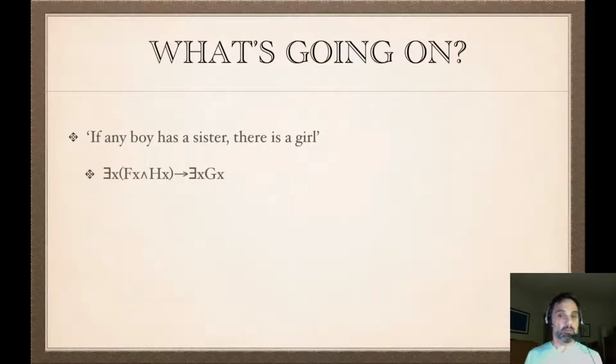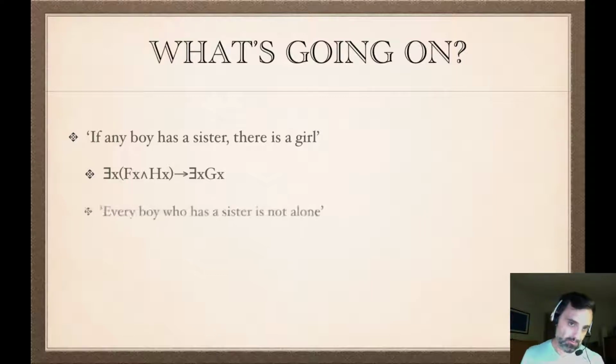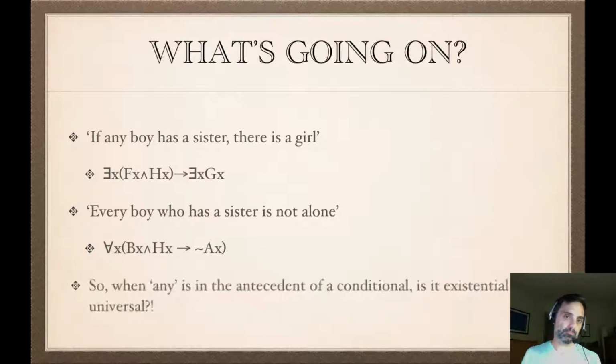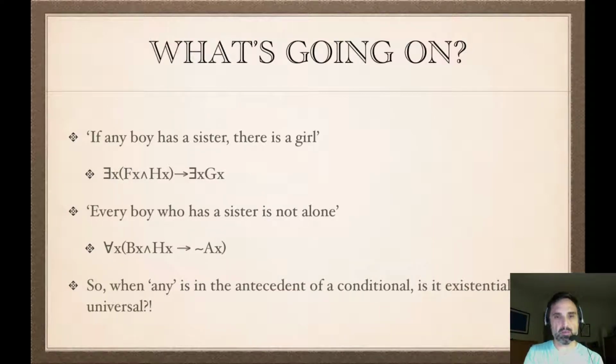So here, if any boy has a sister, there is a girl, the any boy gets symbolized as an existential inside the antecedent. Every boy who has a sister is not alone. That's a universal over a conditional. So this is confusing. We want to know when any is in the antecedent of a conditional, is it existential or is it universal?